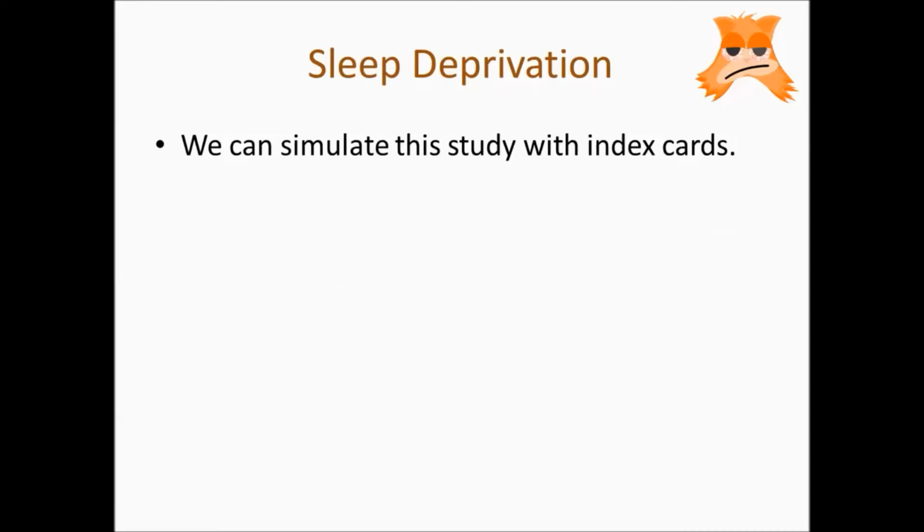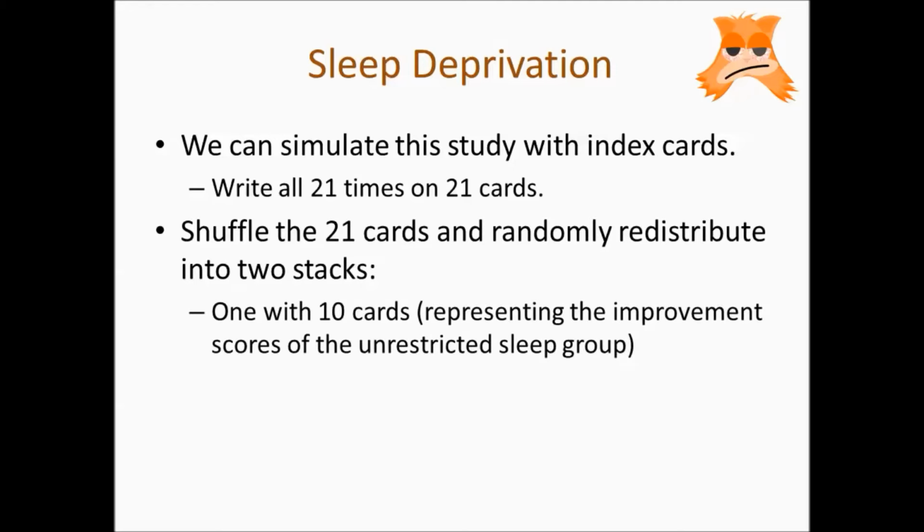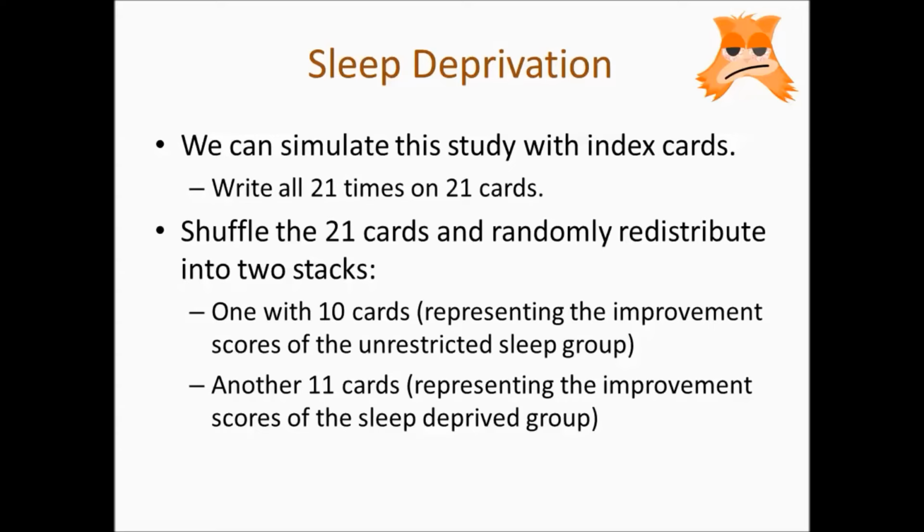We will do this with index cards. We can write all the 21 times on 21 cards. Then we'll shuffle those 21 cards and randomly distribute them into 2 stacks. One with 10 cards, representing the improvement scores of the unrestricted sleep group, and another with 11 cards, representing the improvement scores of the sleep-deprived group. Note that we are using the same sample sizes as the original experiment.